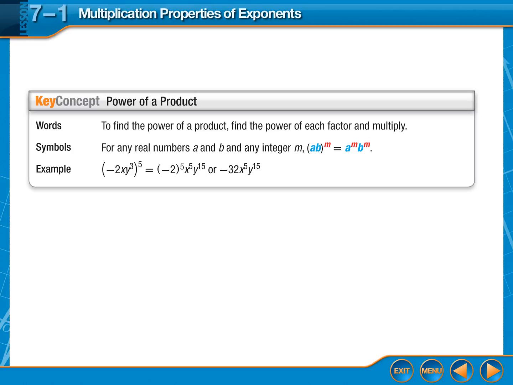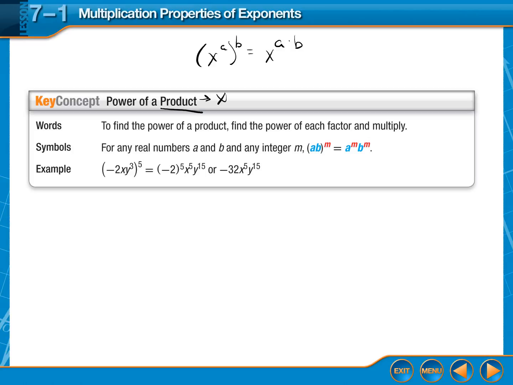All right, and our final property for today is the power of a product. And this is just like power of a power. So when we took a power and we raised it to another power, we multiplied those exponents together. This is the same idea, except now instead of just having a single base or a single number or variable as the base, we have a product. And remember, product means multiplication.